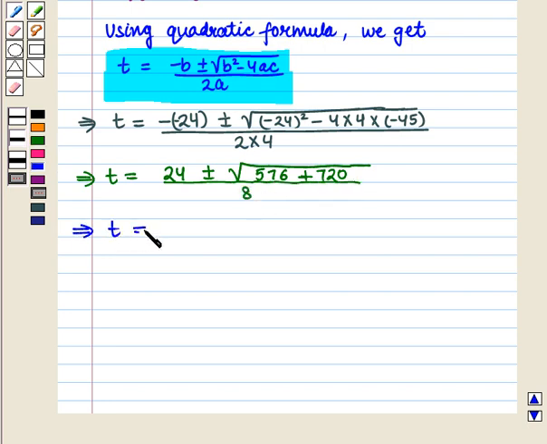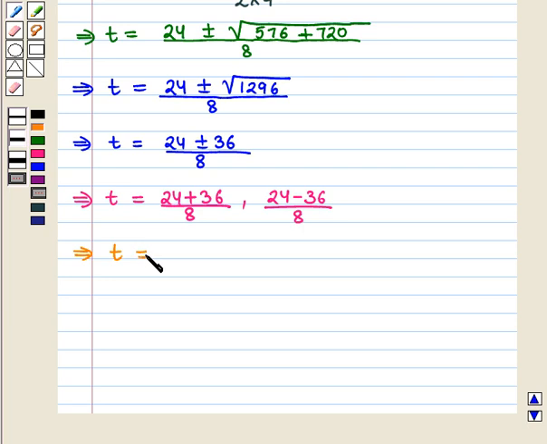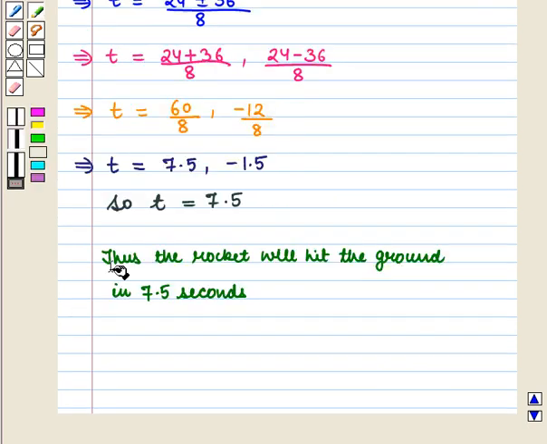And this further implies that t is equal to 24 plus minus square root of 1296 whole upon 8, which implies that t is equal to 24 plus minus 36 whole upon 8. That is, t is equal to 24 plus 36 whole upon 8, and t is equal to 24 minus 36 whole upon 8, which implies that t is equal to 60 upon 8 and minus 12 upon 8, which further implies that t is equal to 60 upon 8, that is 7.5, and minus 12 upon 8, that is minus 1.5. But time cannot be negative, so we take t is equal to 7.5. Thus we say that the rocket will hit the ground in 7.5 seconds.